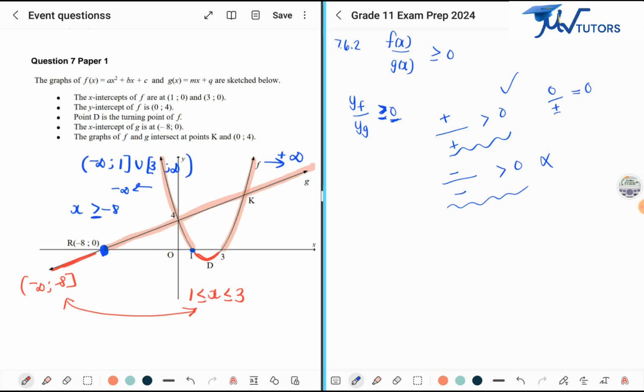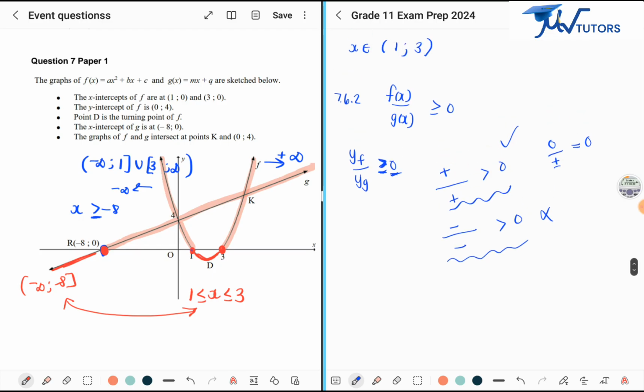And then the scenarios where we have 0 over a positive or a negative answer, it's where I have these scenarios there where x is equal to negative 8, y is 0, where x is equal to 1, and where x is equal to 3, y would be 0. Okay, I hope I didn't confuse you with all of this, but that's basically the working behind it. Now, how do we write our final answer?